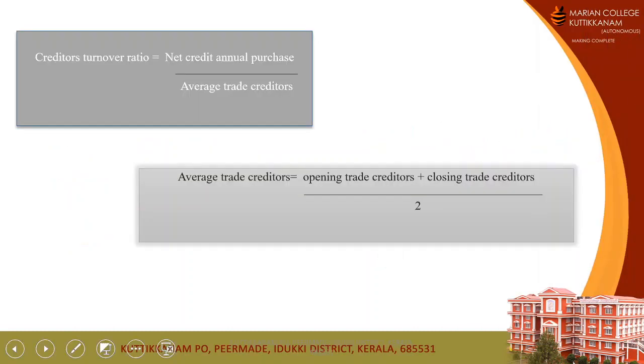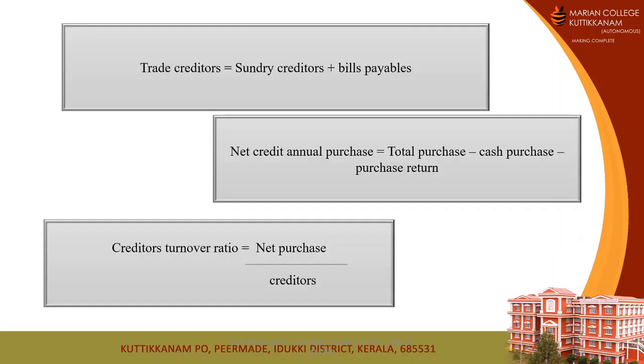Now we can see how we can calculate this creditors turnover ratio. This ratio can be calculated by dividing net credit annual purchase by average trade creditors. And how can we calculate average trade creditors? We just need to add opening trade creditors plus closing trade creditors and divide by 2. Trade creditors include sundry creditors and bills payable.